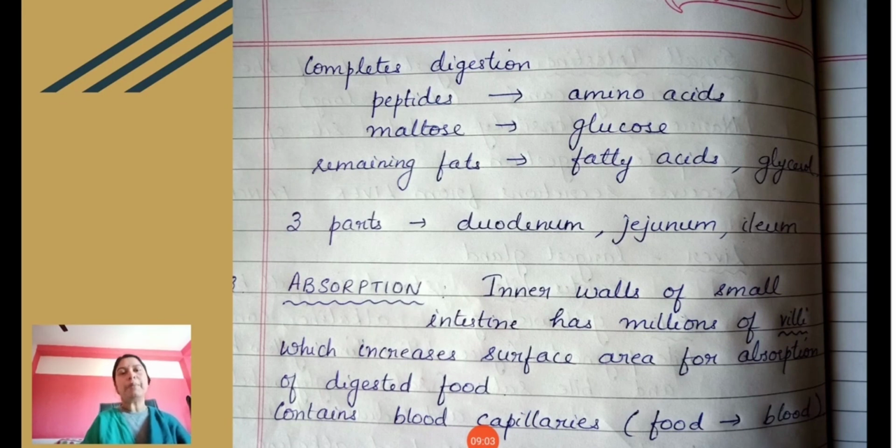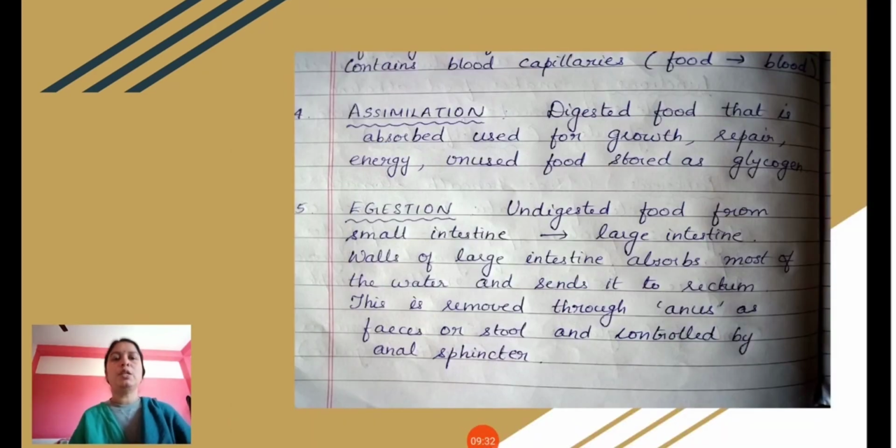So digestion is completed, and as you have learnt earlier, the walls of the small intestine have numerous finger-like projections which are termed villi. And these villi are closely associated with the blood capillaries. The function of villi is to increase the surface area for absorption of the digested food and to transport it to the blood through the blood capillaries. So digestion gets completed in the small intestine, and absorption is also taken care of by the small intestine itself through the action of villi and blood capillaries.